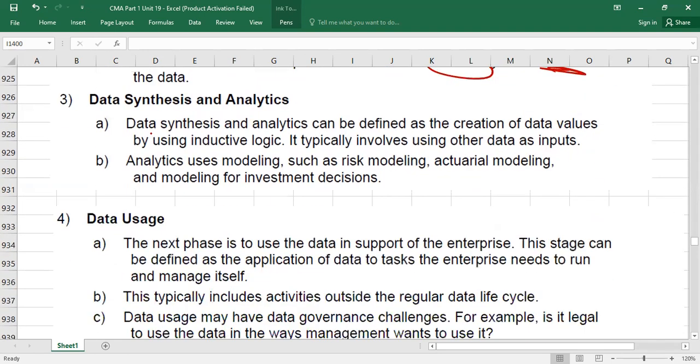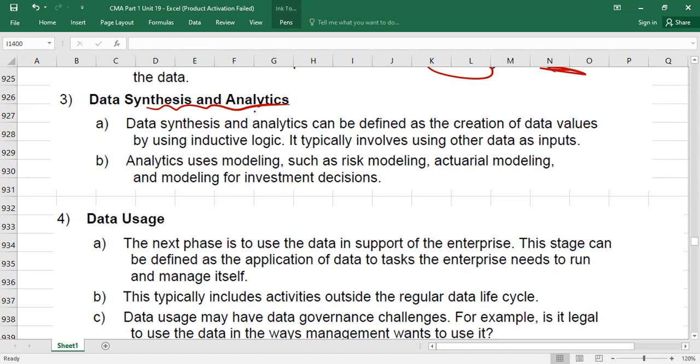The third stage is what? Data synthesis and data analytics. What does data analytics mean? For example, if you are going to invest in a project, first you will obtain the data about the project. That is data capture. For example, what will be the cost, what will be the investment, what will be the revenues, what will be the expenses. Once that data is captured, you will maintain the data. You will supply the data where it will be analyzed.